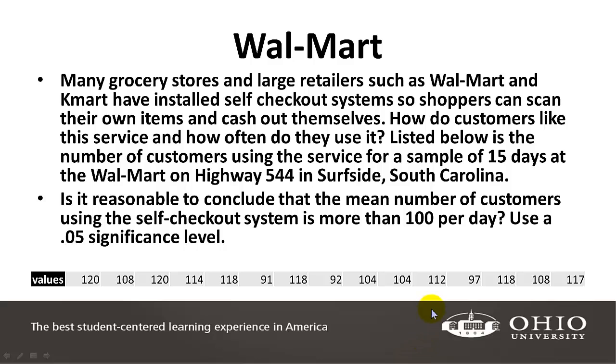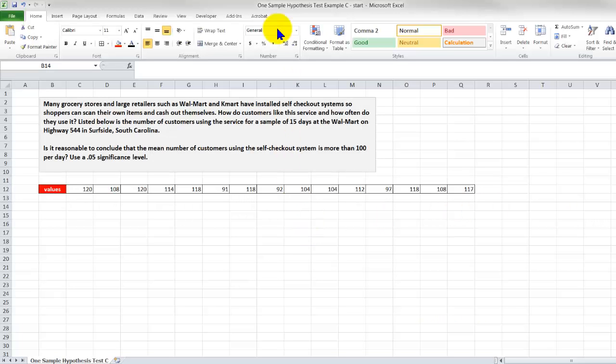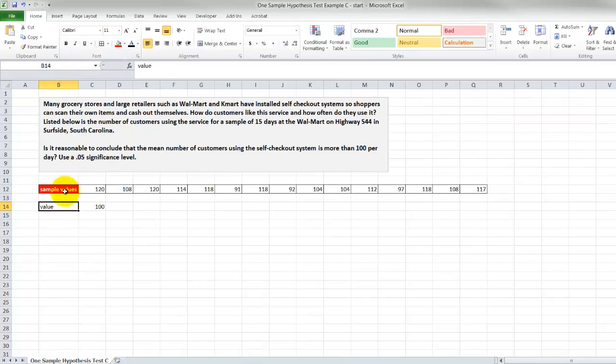So let's go ahead and open up the starting file for this problem. Okay, we see the starting file here. We have the question at hand. Let's go through the problem and document what we know at this point. In terms of the value that we're going to compare our survey results to, the value is going to be 100. Not to be confused with the label here, values, which represents the survey values of how many customers were using these self-checkout lines. So maybe here, let's call this sample values, so we're not confused. Let's go ahead and utilize this formatting scheme throughout the problem.